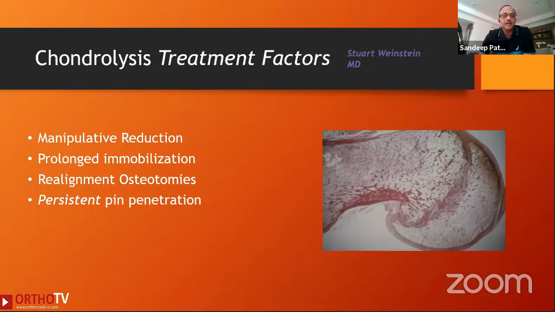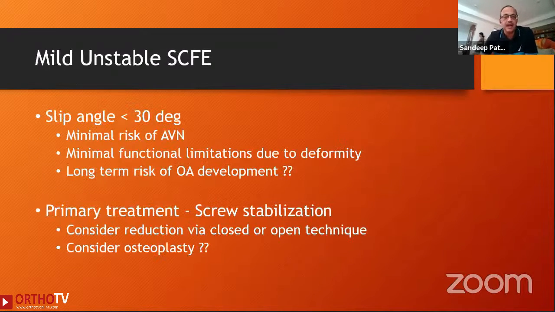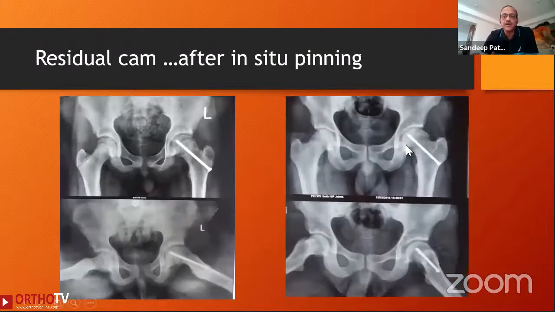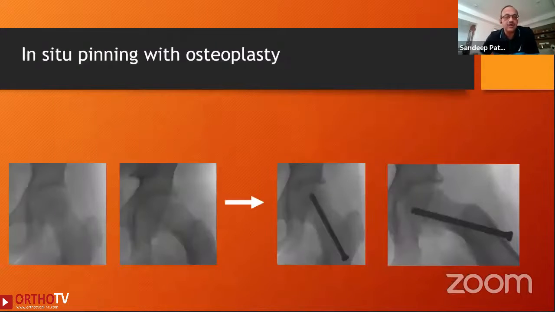and should not be causing them by ourselves. The slip angle of less than 30 degrees has a very minimal risk of AVN and minimal functional restriction. So the primary treatment that should be considered is an in situ pinning. An anterior osteoplasty may be considered in addition. So this is an example where an in situ pinning has been done on the left side, which went on to satisfactory healing, but you can see that there is a mild cam on the anterolateral head part. You can add an osteoplasty to address that in mild slips where you can put an in situ pin. If you're good at arthroscopy, you can just burr it off, or a small mini anterior approach and trim that part so that you don't leave behind the cam deformity.